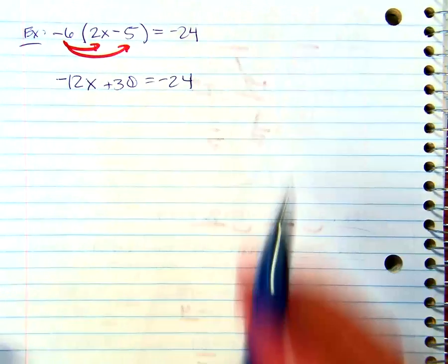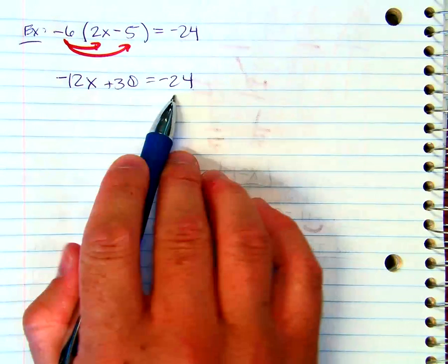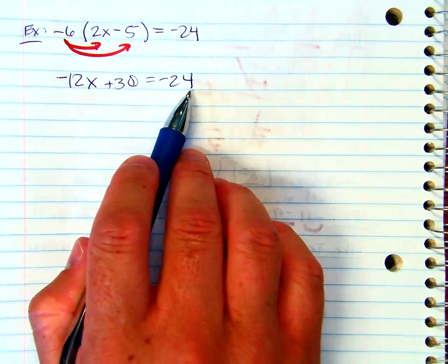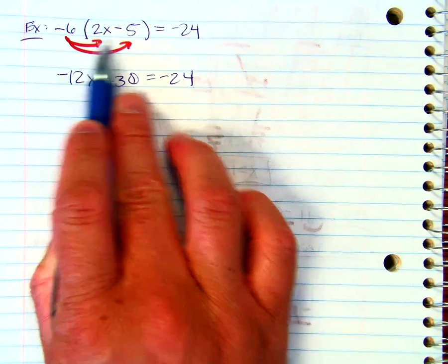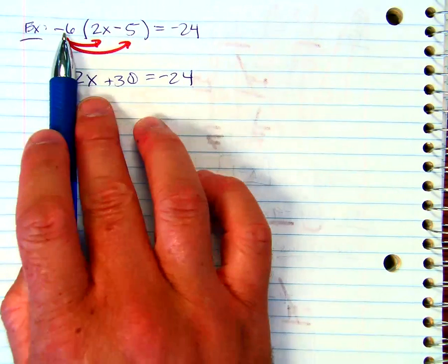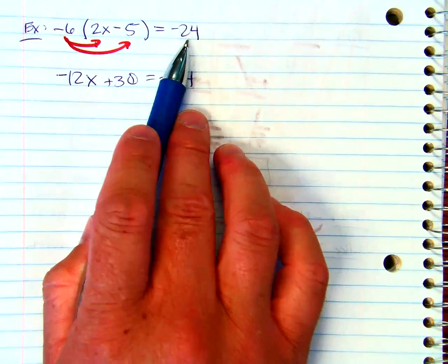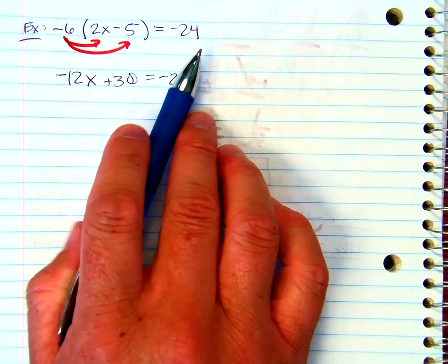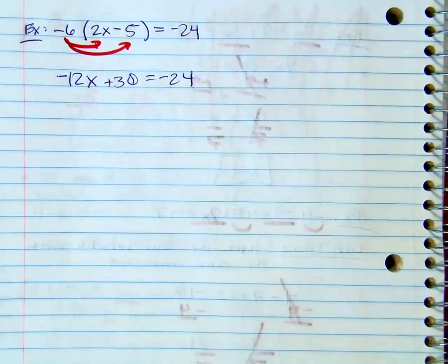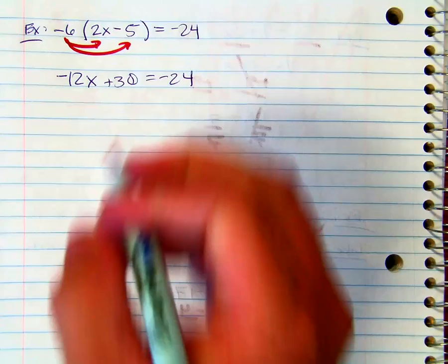And it still equals negative 24. Do not change anything about this number here. The only numbers that should be changing are the ones in parentheses that have been changed because of distributing. Do not distribute across the equals sign. That is not correct. Now that we have this, it again, like everything else today, turned into a two-step equation.